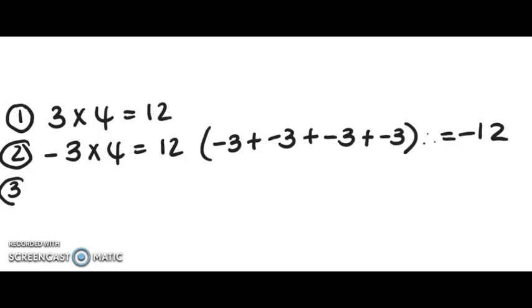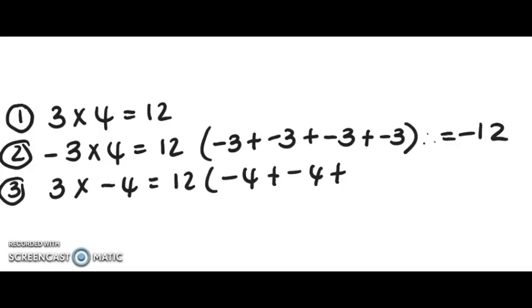Then what will 3 multiplied by negative 4 be? We already know that 3 times 4 is 12. We can also write this equation as negative 4 plus negative 4 plus negative 4. And that will also give us negative 12.